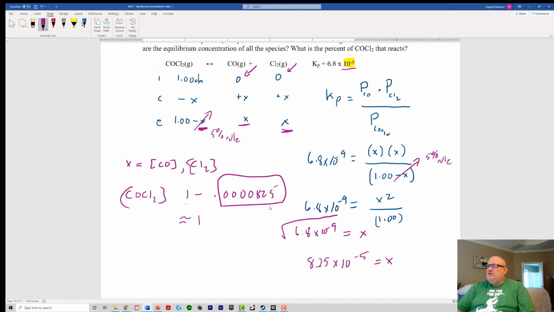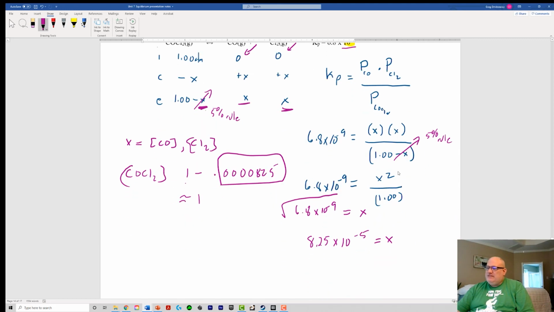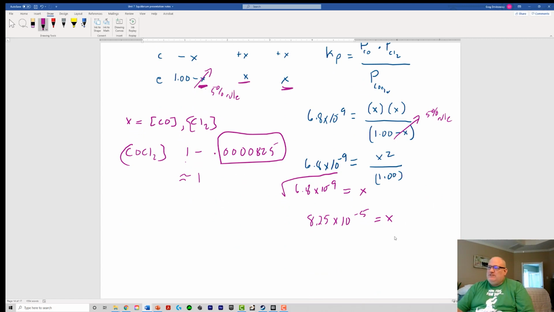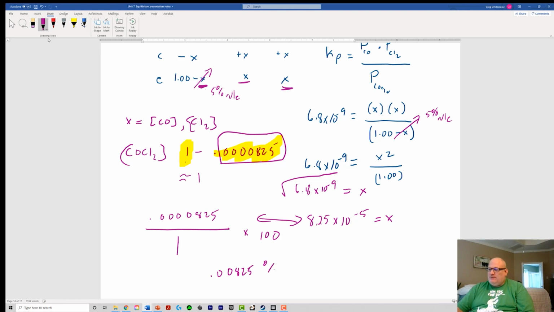Now, one of the things we have to do, and you see it says, what is the percent of CoCl2 that reacts? The reason I ask that is because we often want to prove our 5% rule. The only way we can say that this x right here doesn't matter is if this value is less than 5% of this value right here. We picked some easy numbers to work with here, so couldn't I just take 0.0000825, which is the same thing as this, divided by 1, times 100? Wouldn't that give us a percentage? If we divide by 1 and then multiply by 100, wouldn't that give us 0.00825%? If you lose 0.00825% of yourself, that's not very much. So this is actually a pretty good assumption that the x doesn't really matter.